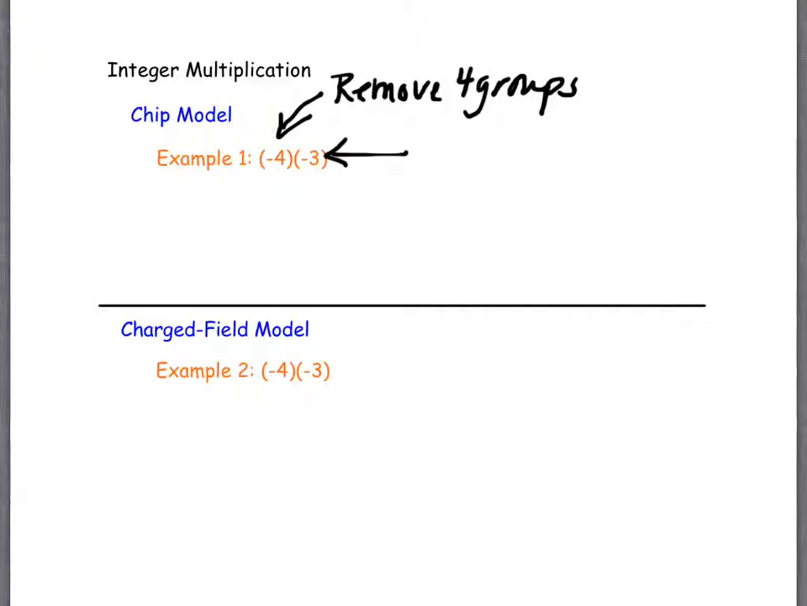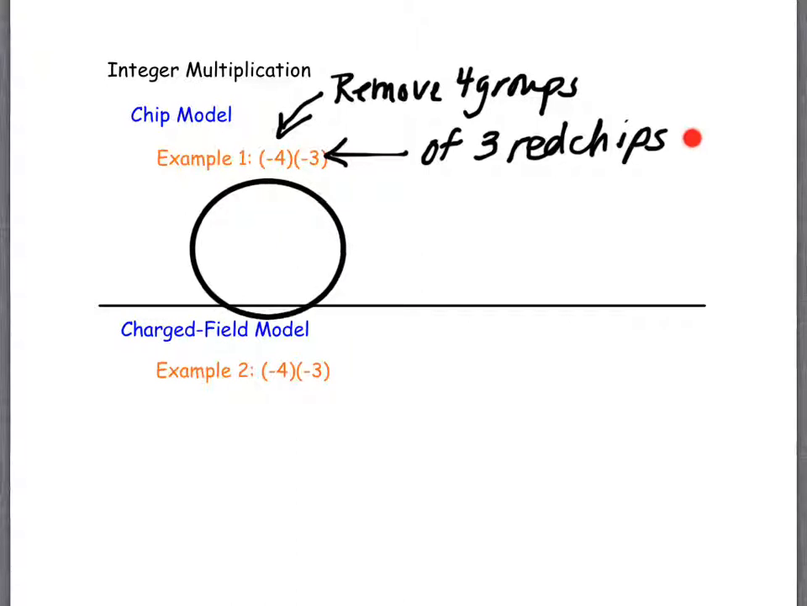The -3 right here says 3 red chips. Those are the negative chips. So we're going to start the circle, and when we start the circle there is nothing inside of my circle. It's a big fat whopping 0. What I'm going to do is put red chips and black chips in pairs so it stays a value of 0 inside my circle.